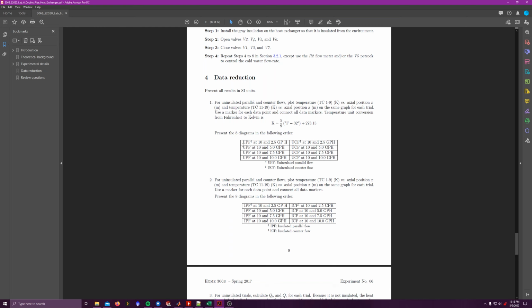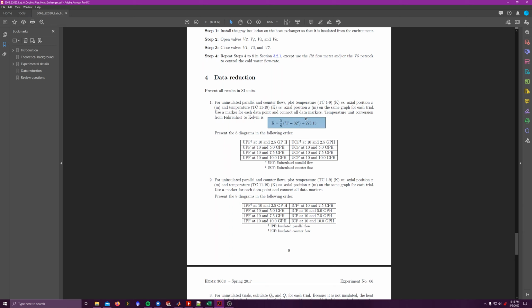For the first two deliverables here, we need to basically plot our temperature versus the axial position. So for number one, this is going to be for uninsulated, that kind of configuration. And then number two, this is going to be for the insulated configuration. So this right here, that should say insulated. So what we have is thermocouples 1 through 9, that's going to be for the hot fluid, and thermocouples 11 through 19, that's for the cold fluid. So in the lab, those thermocouples recorded in Fahrenheit, so we need to convert that to Kelvin.